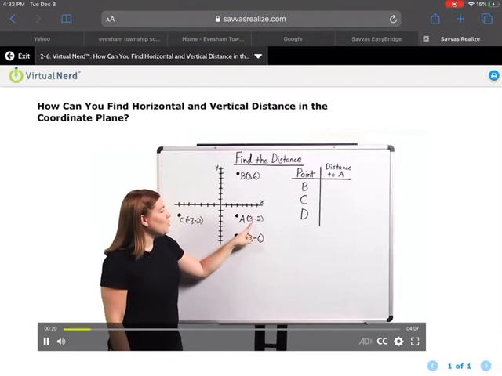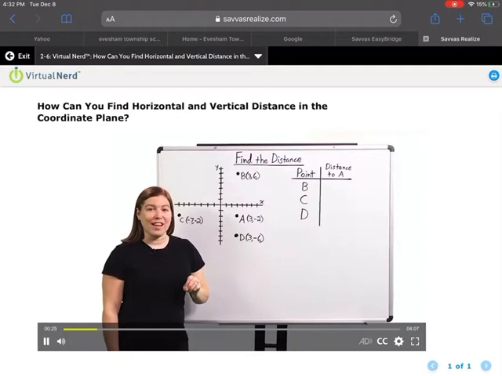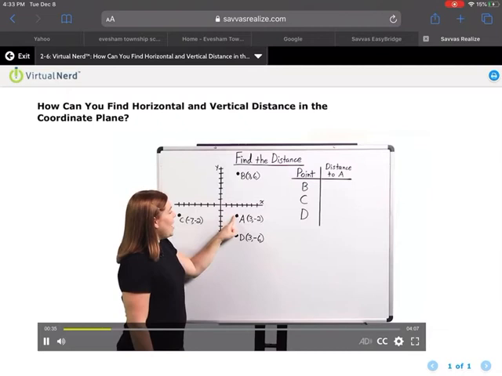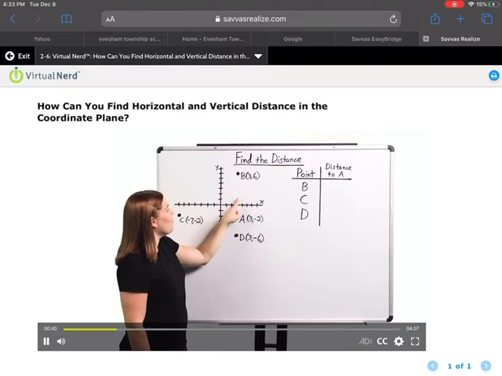Point A has coordinates (3, -2), and point B has coordinates (3, 6). Take a look at those x-coordinates. They're the same. That means A and B line up vertically. So we could just count the distance. A is 1, 2 units from the x-axis, and B is 1, 2, 3, 4, 5, 6 units from the x-axis. 2 plus 6 gives us a distance of 8 units.